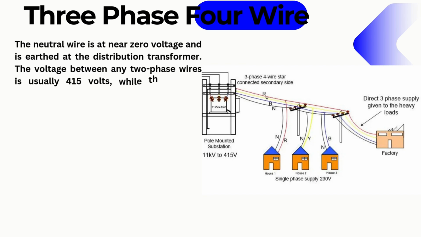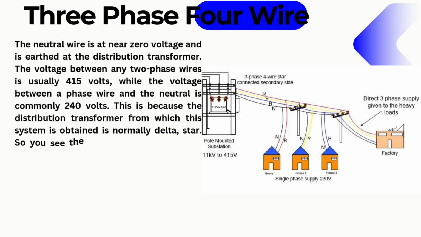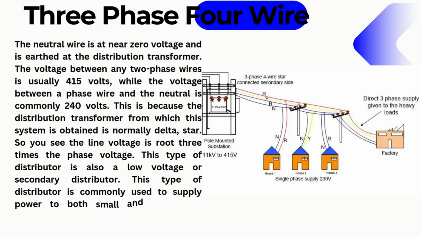The voltage between any two phase wires is usually 415 volts, while the voltage between a phase wire and the neutral is commonly 240 volts. This is because the distribution transformer from which this system is obtained is normally delta star. So you see, the line voltage is √3 times the phase voltage. This type of distributor is also a low voltage or secondary distributor. It is commonly used to supply power to both small and very small consumers.